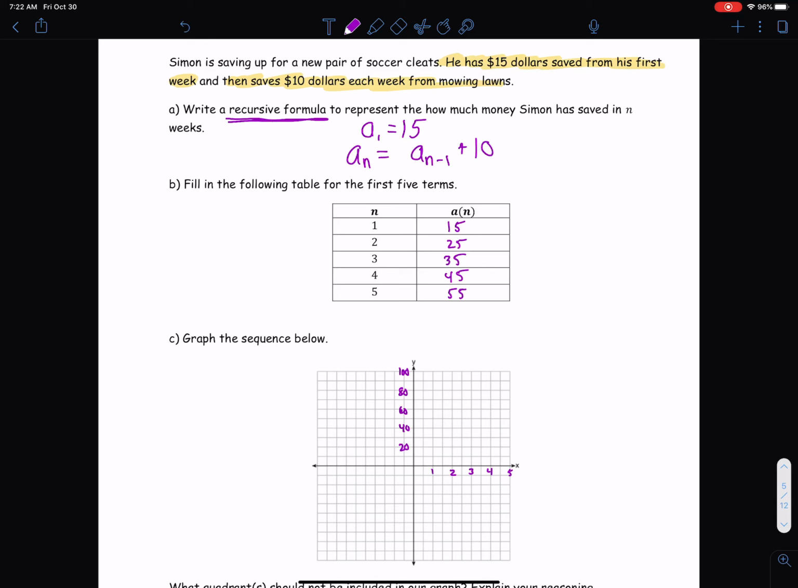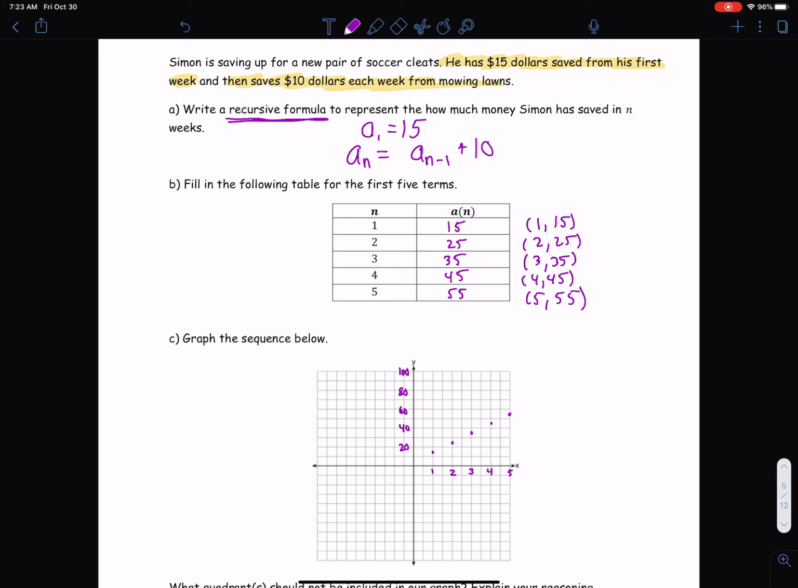And let's plot our points. So 1, 15. This would really be 1, 15. You can write out the points if you want to. 2, 25, 3, 35, 4, 45, and 5, 55. So 1, 15 would be here, 2, 25, 3, 35, 4, 45, and 5, 55. Let's make those dots just a little bit bigger so they're easier to see.